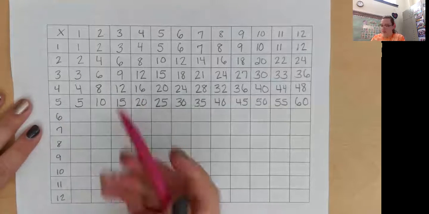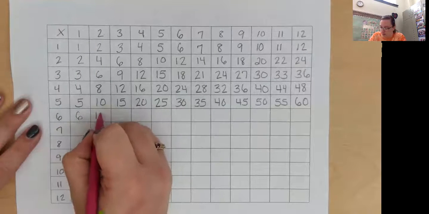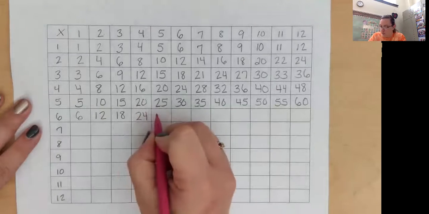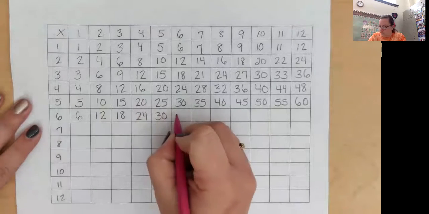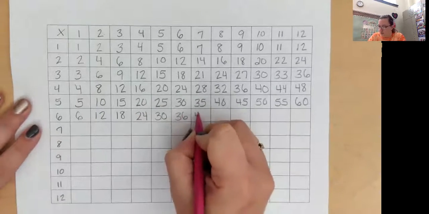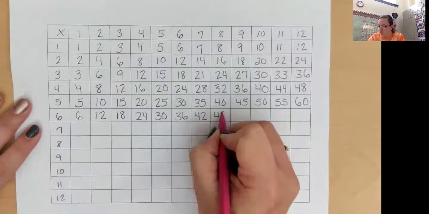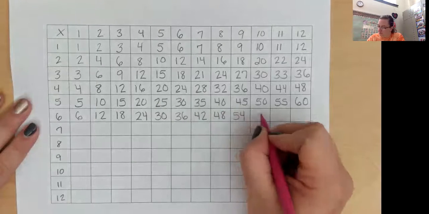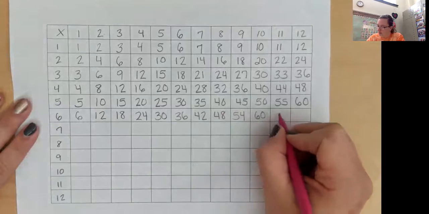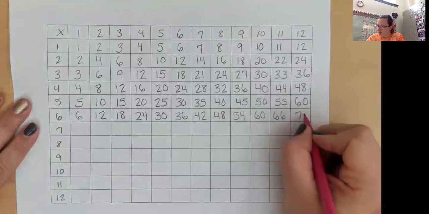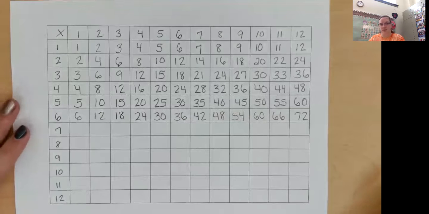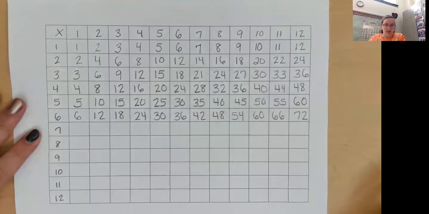6's. 6 times 1 is 6, times 2 is 12, 18, 24, 30, 36, 42, 48, 54, 60, 66, and 72. Okay, so I showed 6 times each number. All right, still getting harder.